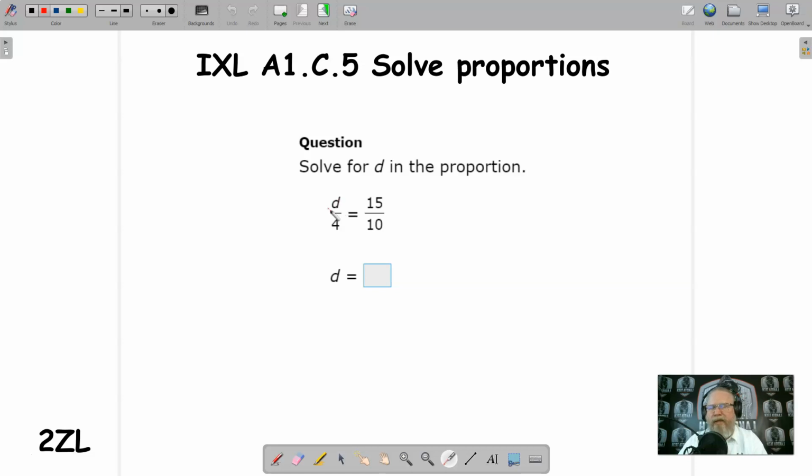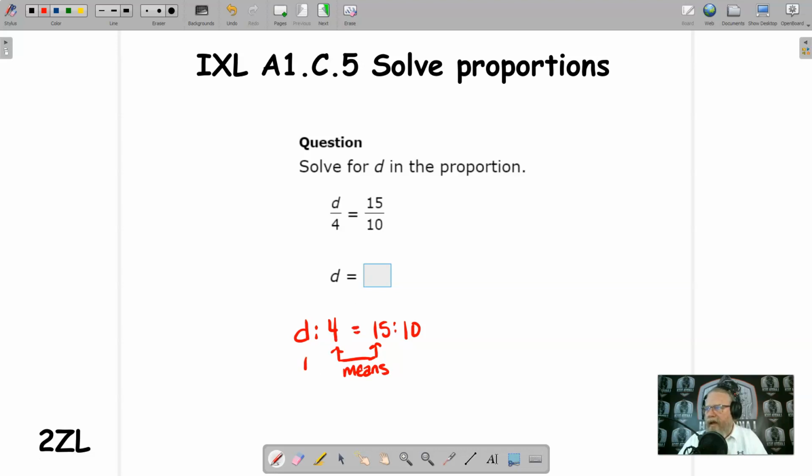You might be asking, what do you mean by extremes and means? In this case, let's take D is to 4. This is a ratio. We could write this as D is to 4, using a colon, as 15 is to 10. You'll see that the 4 and the 15 are closer to the middle here. So we're going to call these the means, M-E-A-N-S. The means are kind of like the middle, the average. So these are our means, 4 and 15.